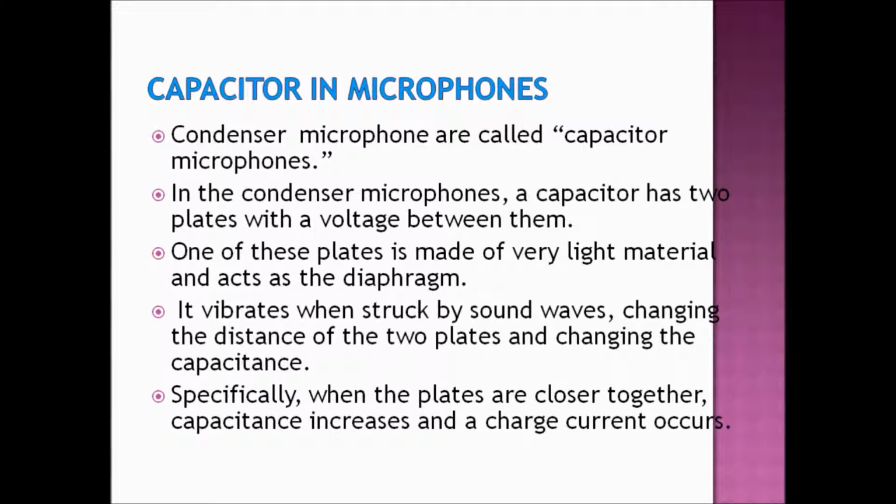Capacitor in microphones. Condenser microphones are also called capacitor microphones. In the condenser microphone, a capacitor has two plates with a voltage between them. One of these plates is made of very light material and acts as the diaphragm. It vibrates when struck by sound waves, changing the distance of the two plates and changing the capacitance. Specifically, when the plates are closer together, capacitance increases and a charge current occurs.